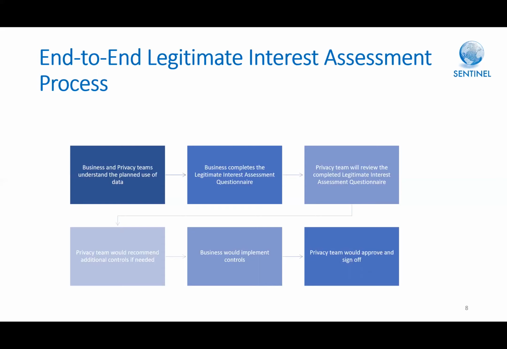Privacy team will then review the completed questionnaire and recommend additional controls if needed. Business would implement controls, and as a final step, the privacy team would approve and sign off.